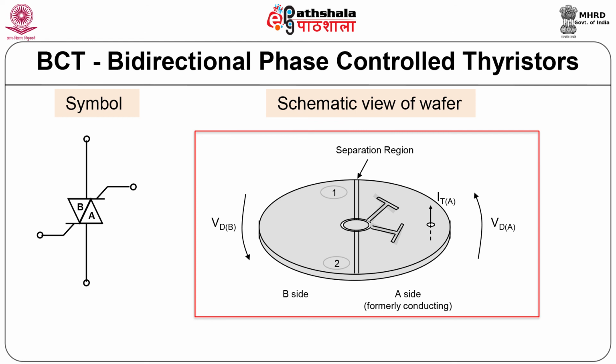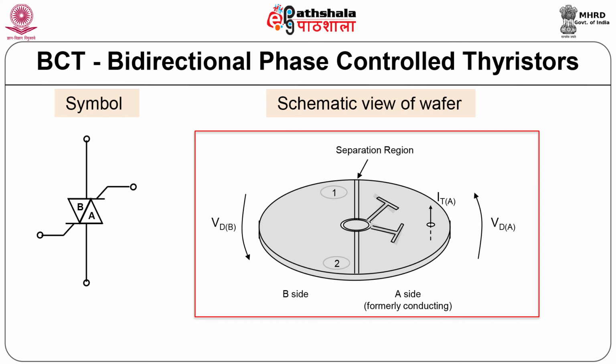Generally, one wafer is used for fabricating one bidirectional control thyristor. Figure shows there are two thyristors, that is A thyristor and B thyristor. A thyristor is on the right side, B thyristor on the left side. The cross section of the BCT wafer is also shown in the figure.